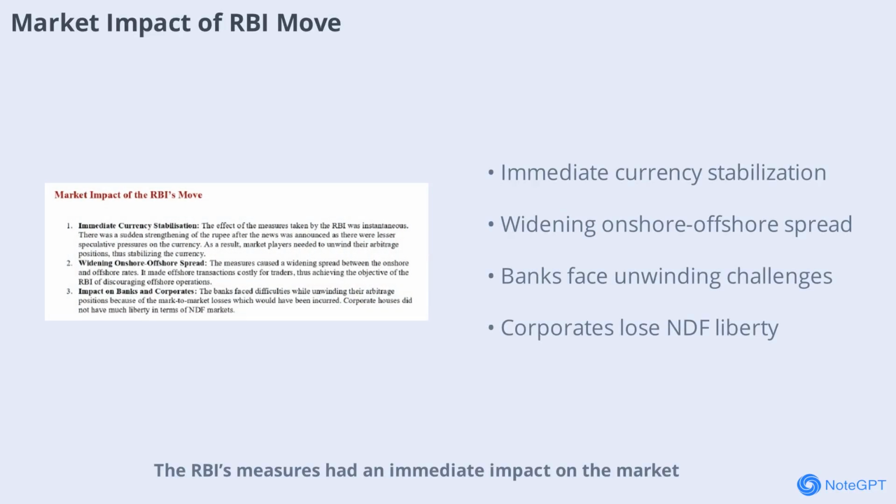RBI's measures had an immediate impact on the market. The rupee strengthened as speculative pressures decreased, and market players unwound their arbitrage positions, stabilizing the currency. The spread between onshore and offshore rates widened, making offshore transactions more costly for traders. Banks faced difficulties unwinding arbitrage positions due to mark-to-market losses, while corporates lost some liberty in the NDF market. These effects highlighted the RBI's ability to influence market dynamics and maintain currency stability.